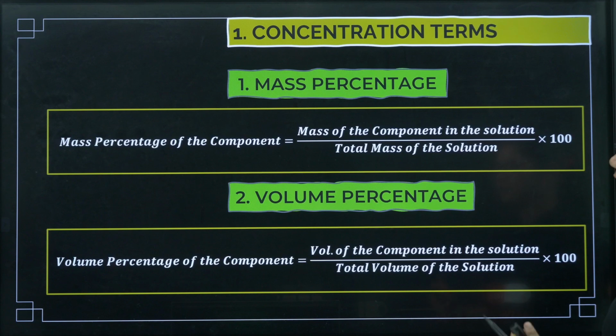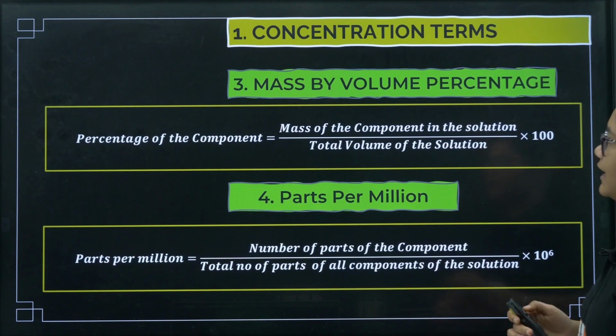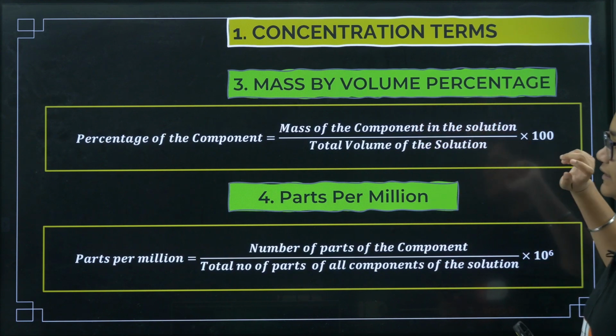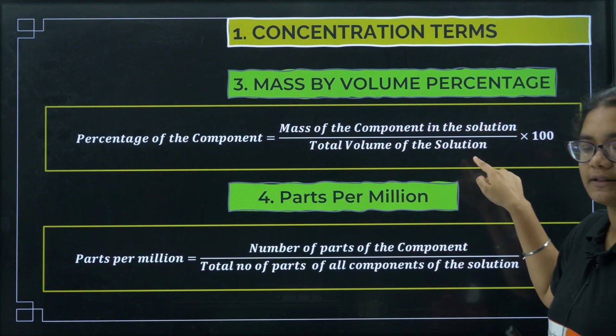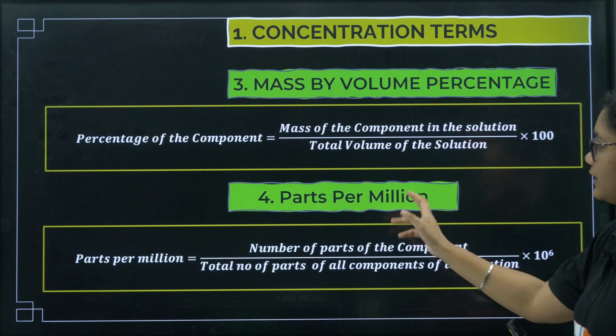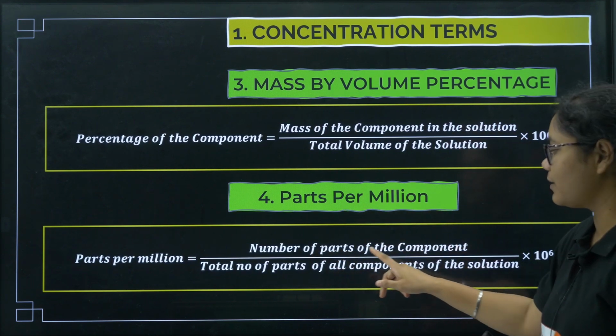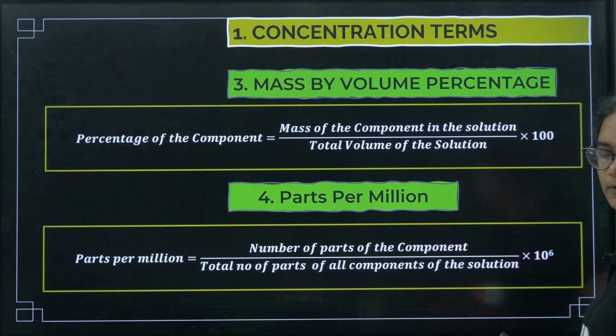If you are writing it, pause the video, write down the formula, and then I'll move towards the next formula. Next is mass by volume percentage: mass of the component in the solution divided by the total volume of the solution into 100. And the next one is parts per million: number of parts of the component by the total number of parts into 10 to the power of 6. You can take a screenshot here.